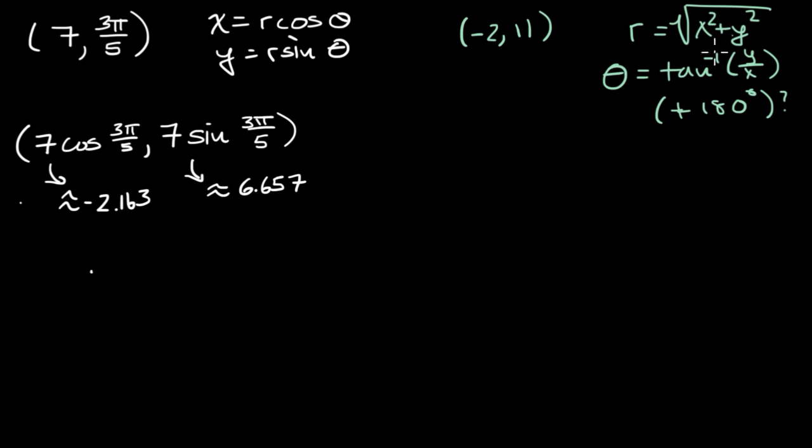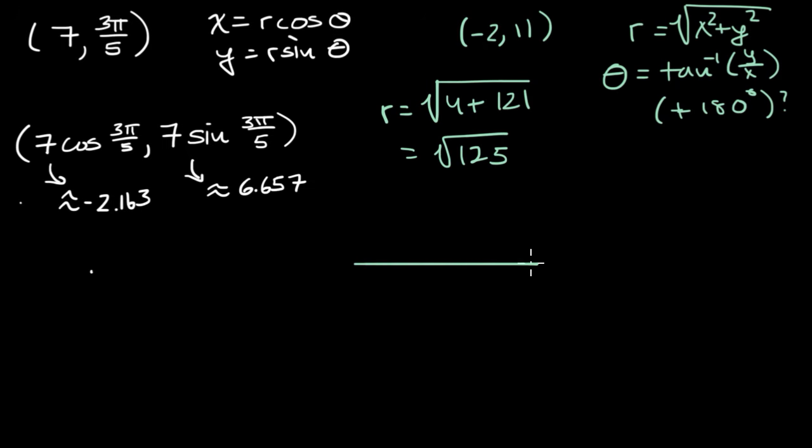So let's start with r. That's pretty straightforward. R is going to be equal to the square root of negative 2 squared, which is 4, plus 11 squared, which is 121. So it's equal to the square root of 125. And now let's think about the inverse tangent. Let's think about what quadrant we're in. So this is our x-axis, that's our y-axis. We're at negative 2, 11, so I could think about being right over there. So that's in the second quadrant.